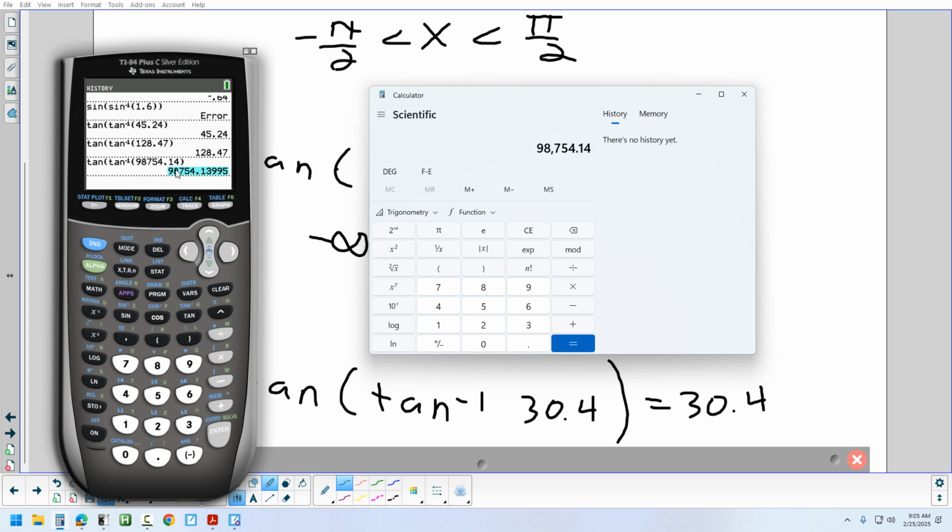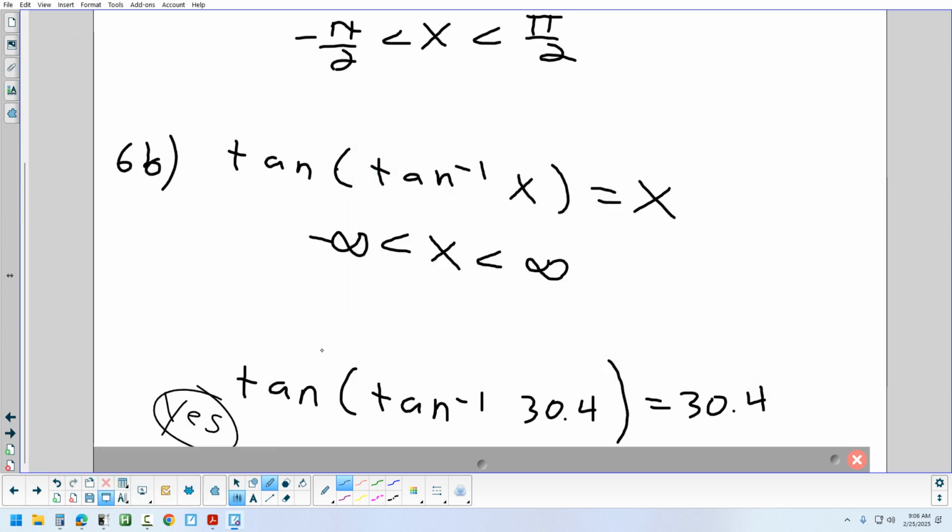So I want the inverse tangent of that. So I get that. It's already doing some rounding. We'll see what happens. And then I'll take the tangent of that. Okay, that one actually gave me back the same thing I typed in, 98,754.14. So clearly these calculators are doing what they're doing a little differently. This one's not doing as much rounding where the graphing calculator is. That's okay. All right, so any questions on that?